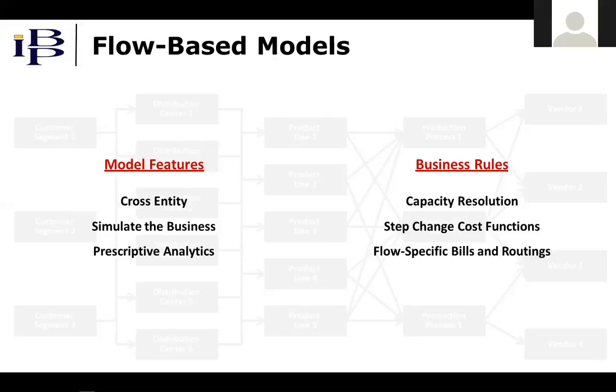And in terms of how sophisticated the driver models are, you can look at rules about how you resolve capacity issues, step change cost functions, and flow specific bills and routing. So, for example, you may have resources, bills of materials and routings that have one form if they go through one process or one flow, and another form if they go through a different flow.